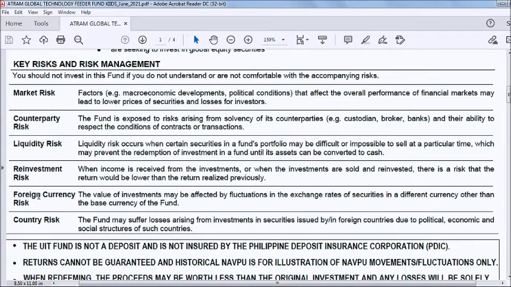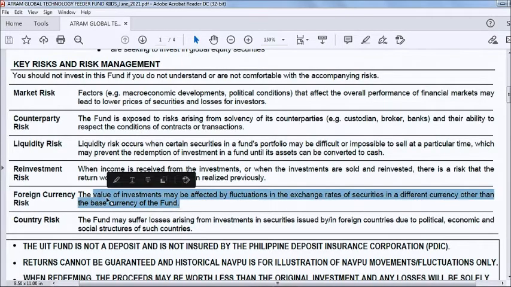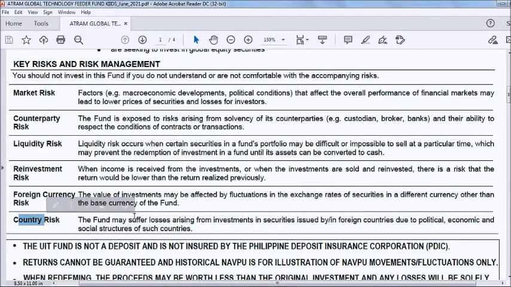Since this is invested globally, there is also foreign currency risk. The value of the investment may be affected by fluctuations in the exchange rates of securities in a currency other than the base currency of the fund. So, of course, dollars are being converted to Philippine pesos. So, it also has foreign currency risk. And lastly, country risk. The fund may suffer losses arising from investments in securities issued by or in foreign countries due to the political, economic, and social structures of such countries.